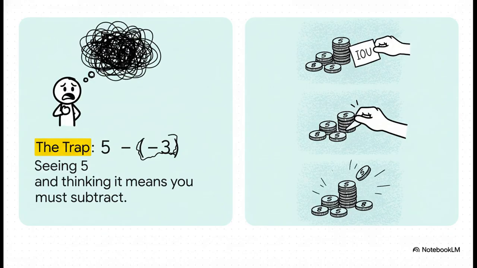And trap number 2. Oh, the dreaded double negative in subtraction. When you see 5 minus negative 3, it just looks weird. But what is it really saying in our money world? It means you are taking away a debt. And hey, getting rid of a debt is a good thing, right? It's like getting money. And our Keep, Change, Change rule proves it. 5 minus negative 3 becomes 5 plus 3, which is just 8.